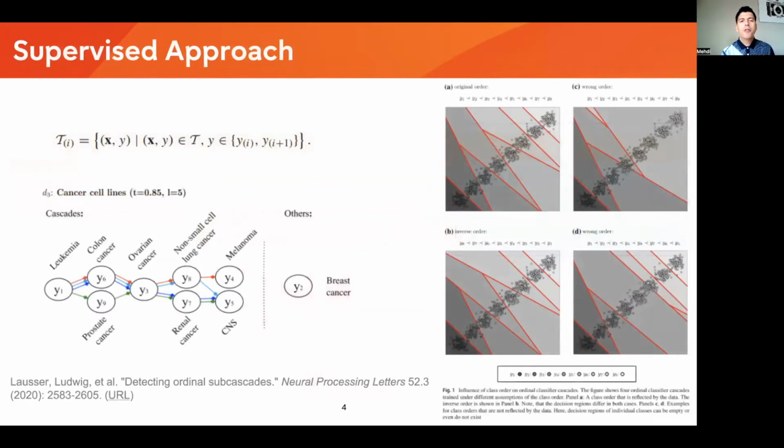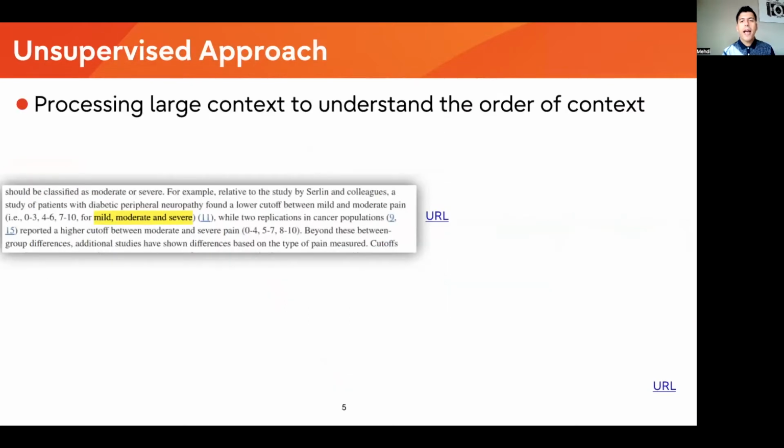There are some approaches we can use to tackle this, for example, using label data to understand the semantic orders. For instance, in this paper, you can find how to train a model to understand the severity of cancer, from leukemia to melanoma. However, without label data, how can we process and generate these orders?